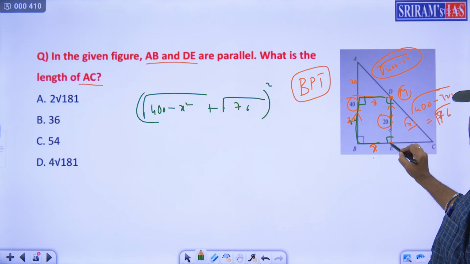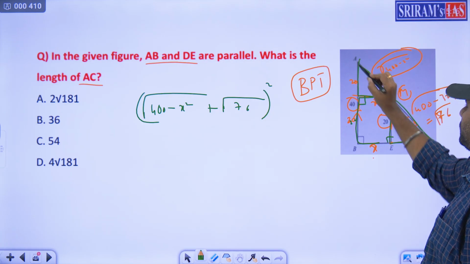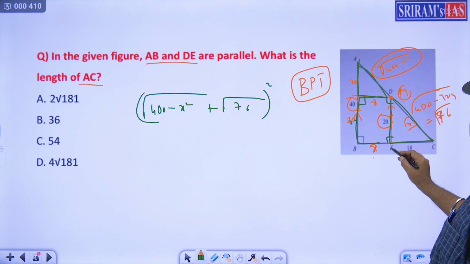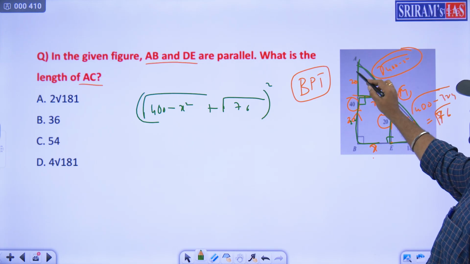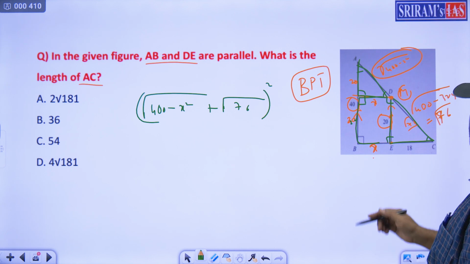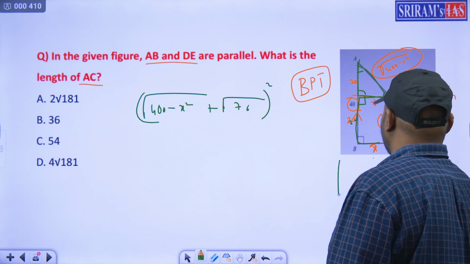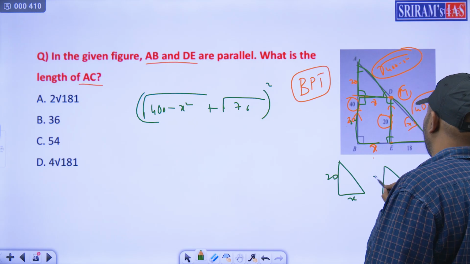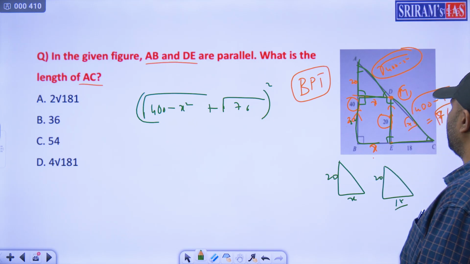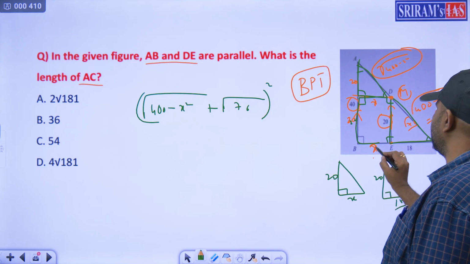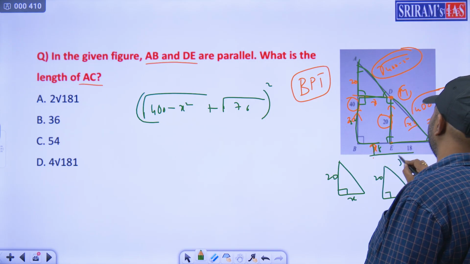Now if you observe, this triangle and this triangle are similar to each other because the lengths are same. So from here, angle property we can use. These two are similar, so the sides must be proportional. Now this is 20 and this is 20. So two triangles, 20, x, 20, 18. That's the situation. Since these two are equal, directly we can say that x is 18. So this will be 36.